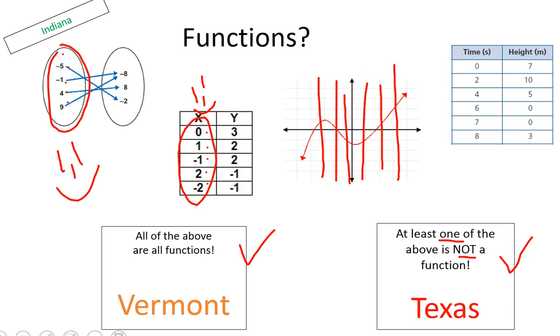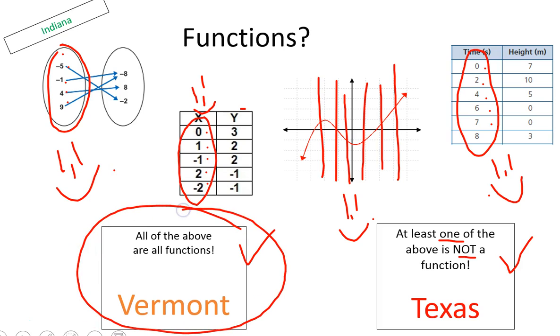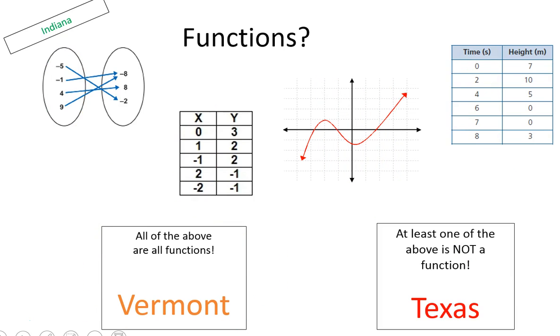Every time I drew a vertical line, it touched once. That's good news. And then look at the x values. 0, boom, boom, boom, boom, boom. None of them repeat. That's good news. Look, we have 4 happy faces. Therefore, they're 4 functions. Therefore, we are going to Vermont.